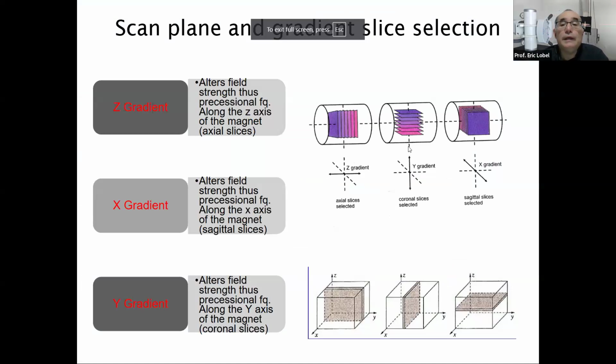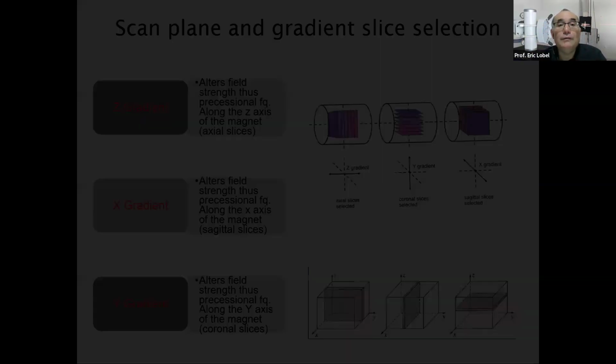So here is what we've talked about, right? Just to review, we have the Z gradient that's going to be axial slices from the top of the head to the bottom, assuming the patient is supine in the MRI machine. The X gradient, think across the body, goes from left to right, and it is in those exact directions. Z is top down, not down top. X is left right, not right left. Y is coronal, front to back, A to P, not the other way around.